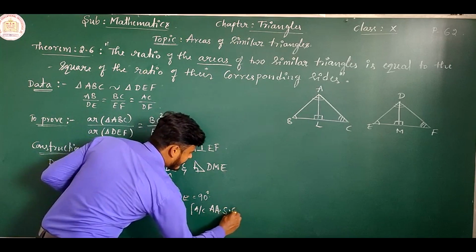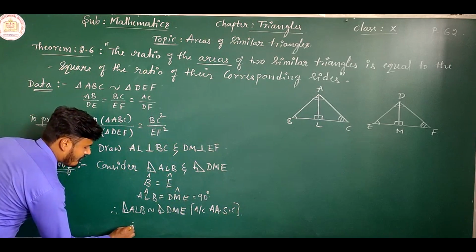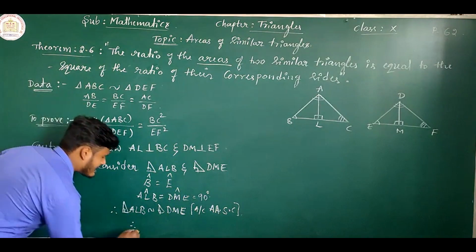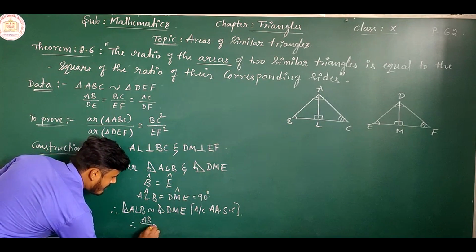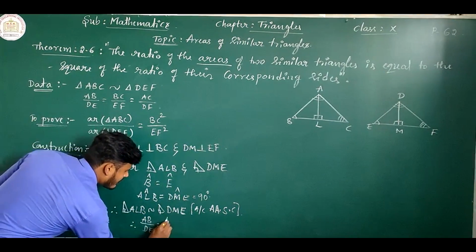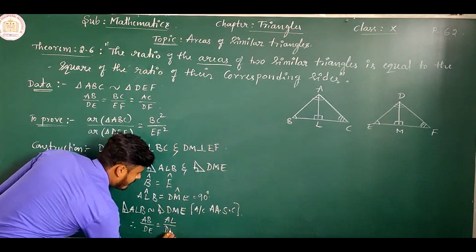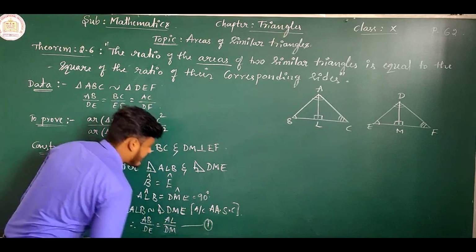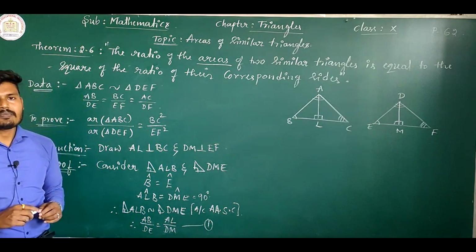similarity criterion. Therefore from these two similar triangles, you just take down one ratio, that is AB by DE is equal to AL by DM. So consider this as equation number 1, right?